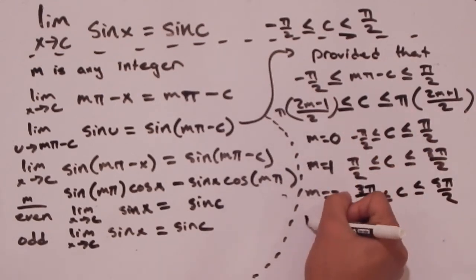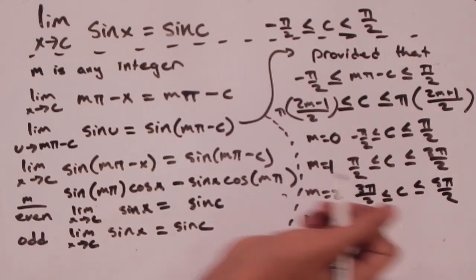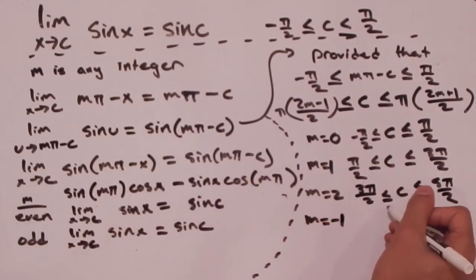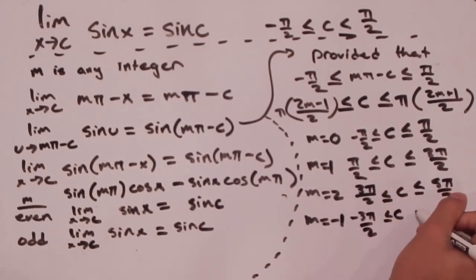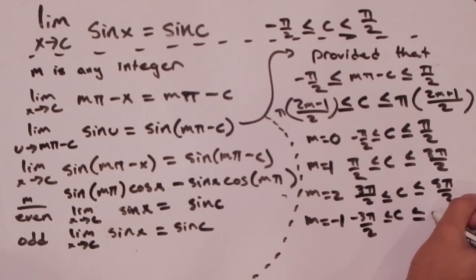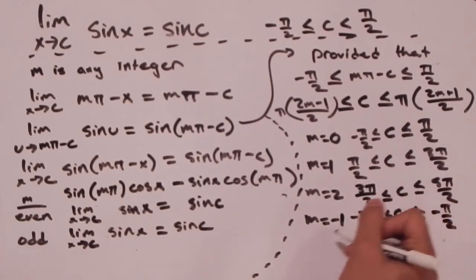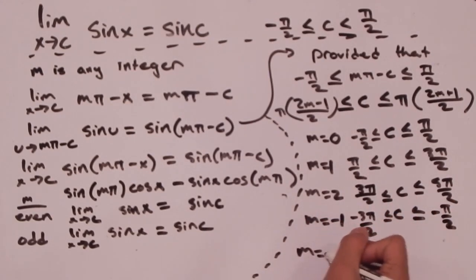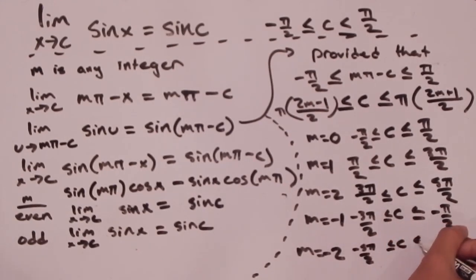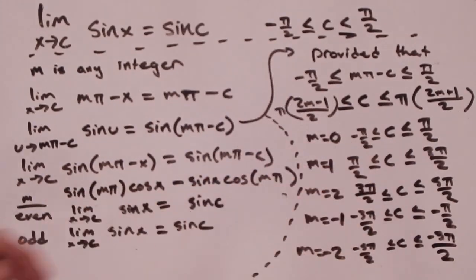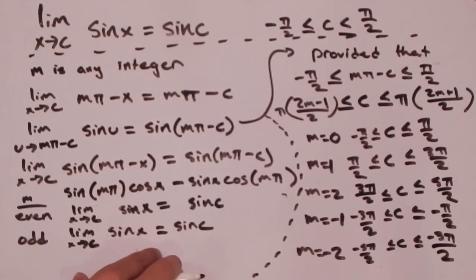We even know m can be negative, so we know it works for negative 1. And when m is negative 1, we know c is greater than or equal to negative 3 pi over 2 and is going to be less than or equal to negative pi over 2. And it's also going to work for m equaling negative 2, when c is going to be greater than or equal to negative 5 pi over 2 and less than or equal to negative 3 pi over 2. And we can keep doing this forever, finding different ranges of c where this limit still holds.